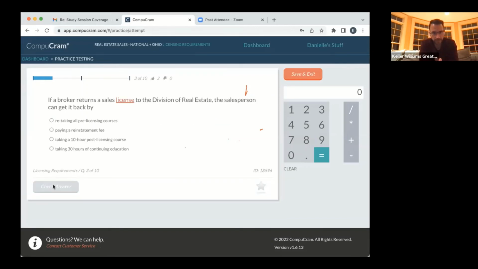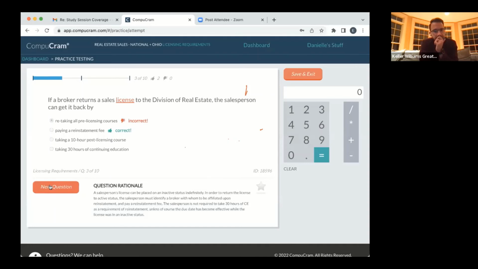If a broker returns a sales license to the Division of Real Estate, the salesperson can get it back by A, retaking all the pre-licensing courses, B, paying a reinstatement fee, C, taking a 10-hour post-licensure course, or D, taking 30 hours of continuing education. What do we have here? B, the reinstatement fee is the correct answer.